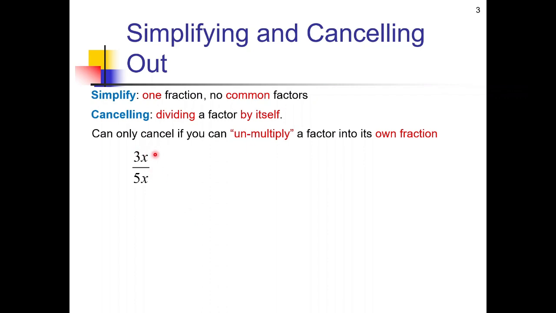Now, since 3x and 5x, we have 3 times x and 5 times x. Since those are being multiplied, I'm able to unmultiply them. So I can actually split this up into 3/5 times x over x. And if we doubt this, let's just remember how we multiply fractions. We multiply just straight across, right? So we could multiply this back into 3x over 5x. Now, since I've split these up, x divided by x, what's that? Oh, that's just 1. So this is just 3/5 times 1, which might as well just be 3/5.